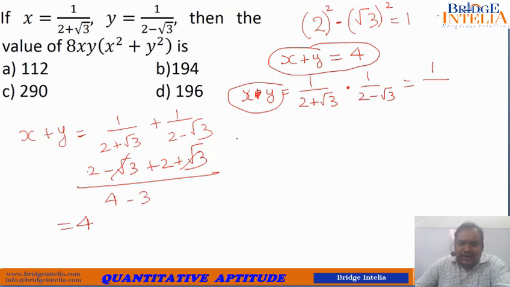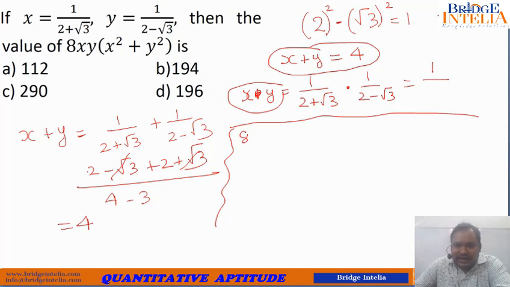So what have we been asked to solve? We have been asked to solve 8 into (x square plus y square) by xy. So xy is equal to 1. So I would say 8 into, I would avoid this. This is 1. So 8 into x square plus y square, which can be written as (x plus y) whole square minus 2xy. So this is what we have been asked to calculate.